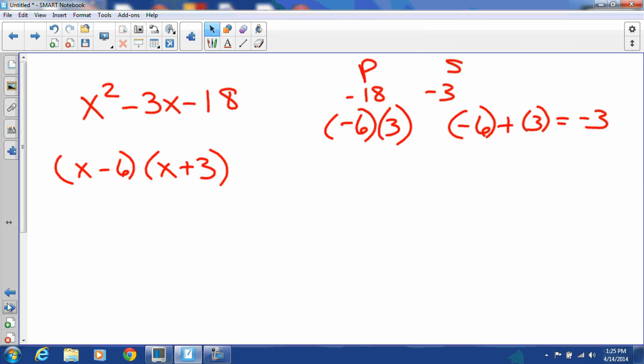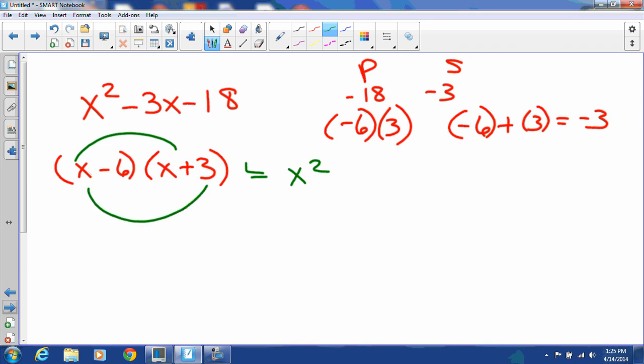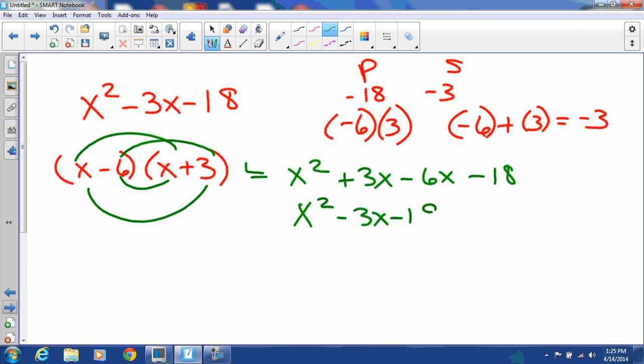Again, I'll check this by using FOIL. X times x is x squared. 3 times x is 3x. Negative 6 times x is negative 6x. And 3 times negative 6 is negative 18. Giving me a final answer of x squared minus 3x minus 18. This does check. That's all we're going to be learning for today.